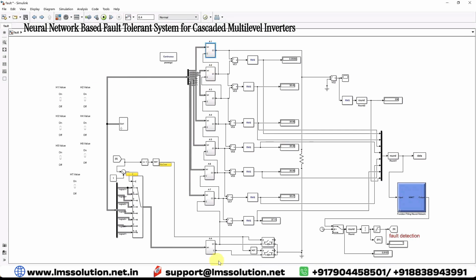And also here we have the auxiliary H bridge. This is going to be connected with the system during the fault condition. The remaining time it will not be connected.